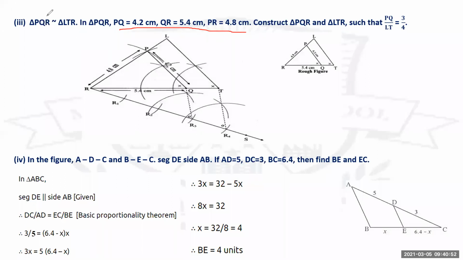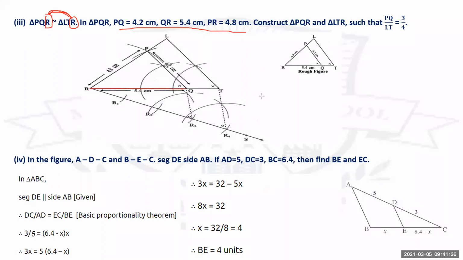Now check which vertex is the same in both triangles. R. Check, R and R is the same. This vertex is the same, no? So you have to take the side which includes R as the base. Remember this. You have to take the side which consists of vertex R as the base. So once you start with the construction, you're going to take RQ. Is this clear till here? So first you'll draw RQ as the base.